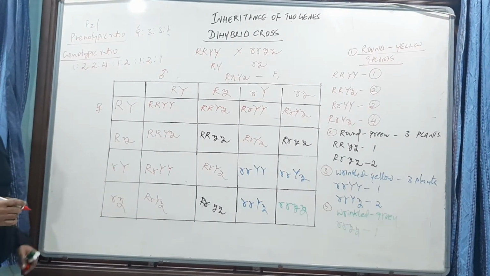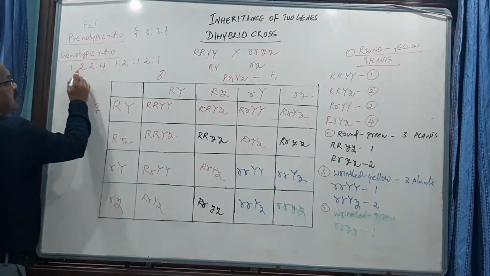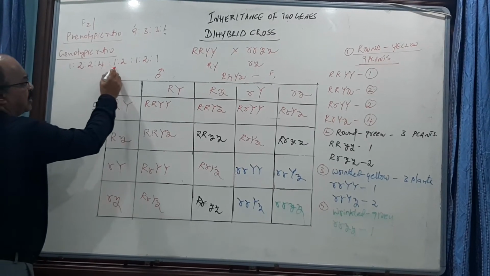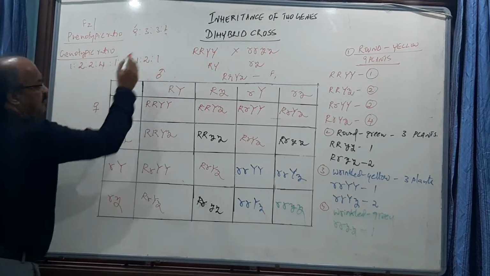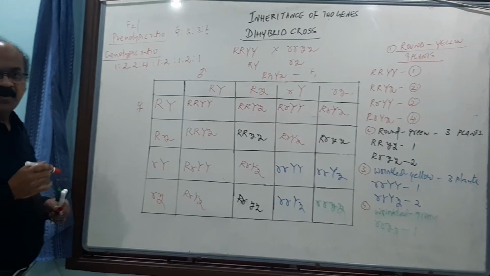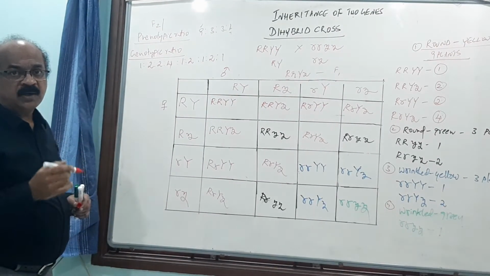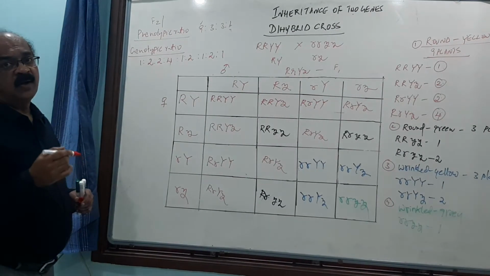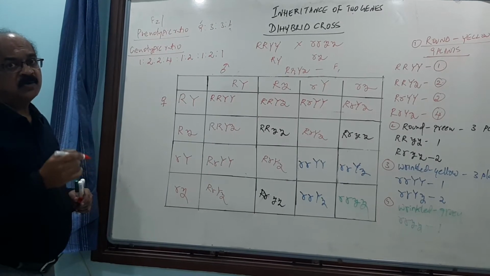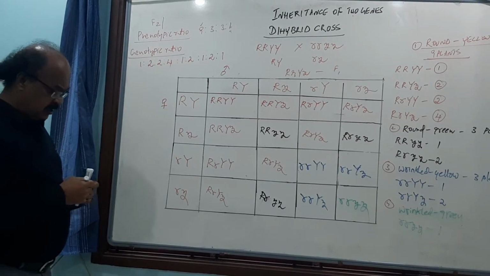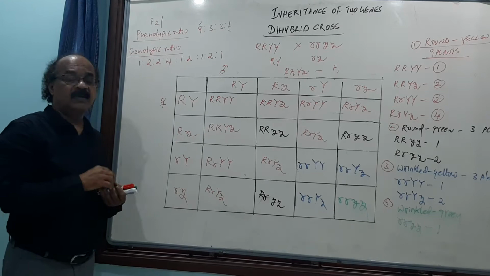So what is the genotypic ratio? 1 is to 2 is to 2 is to 4 is to 1 is to 2, 1 is to 2, finally 1. 1, 2, 2, 4, 1, 2, 1, 2, 1. It is easy to remember and important to remember.